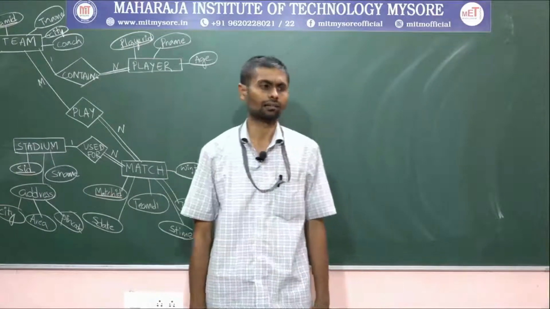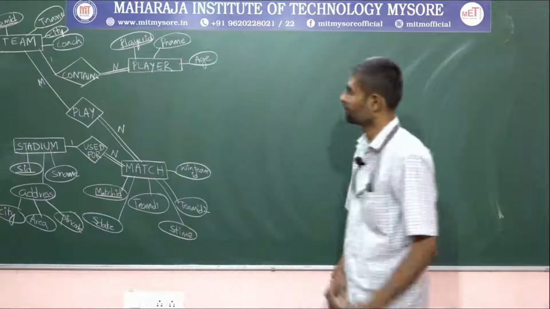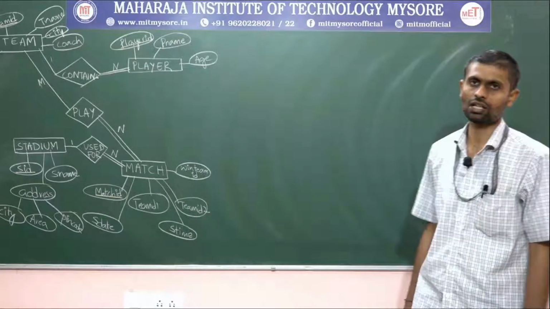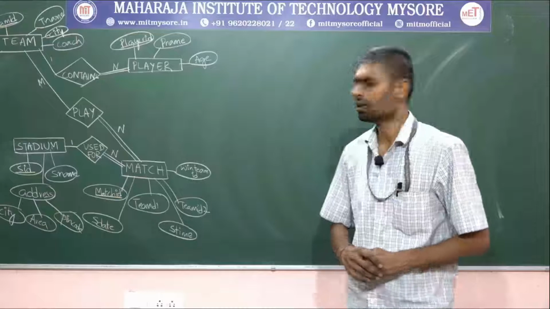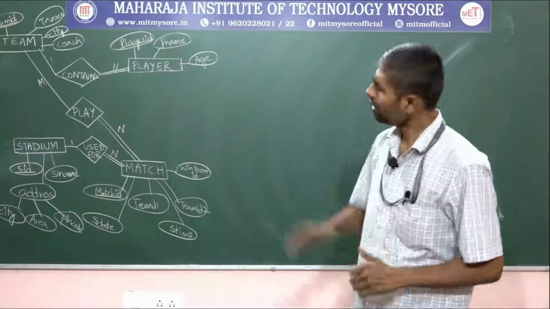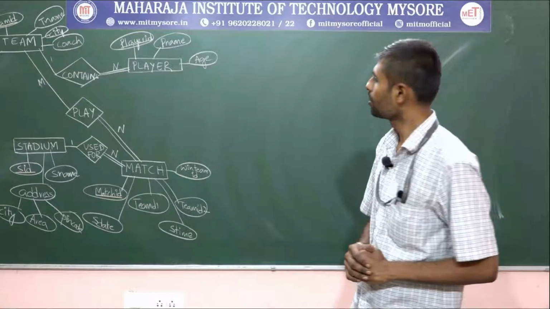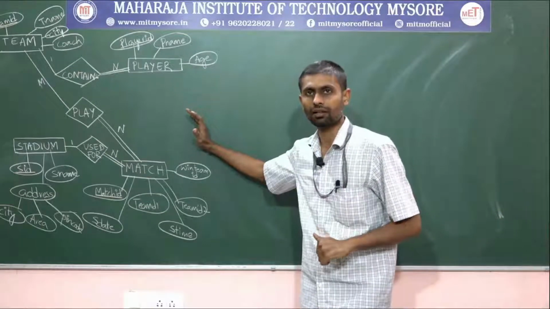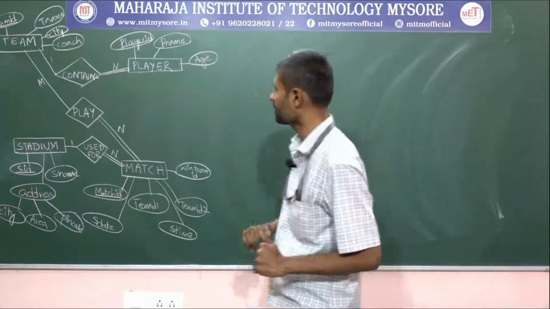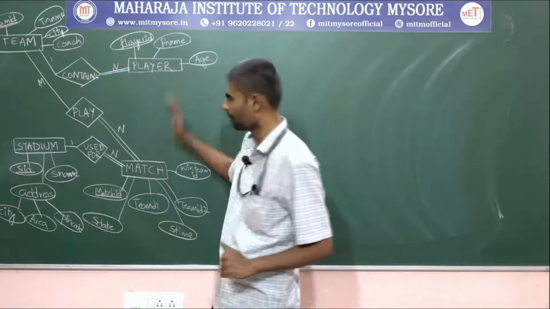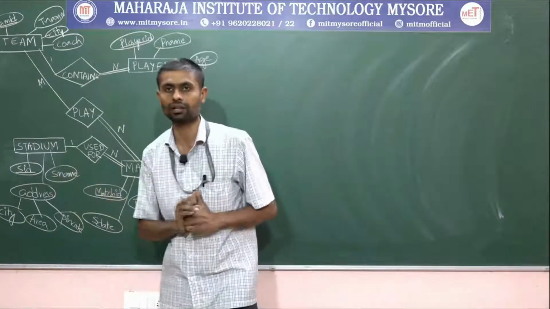Guys, what is the first step? The first step of ER to relational mapping suggests we go with identifying all regular entity types, right? Do we have any regular entity types here? Yes, we have regular entity types like team, player, match and stadium, right?